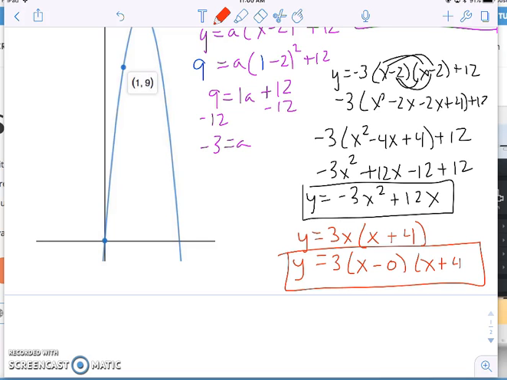But I feel I did that wrong. This shouldn't be plus 4. This should be, excuse me, sorry guys, this should be minus 4.